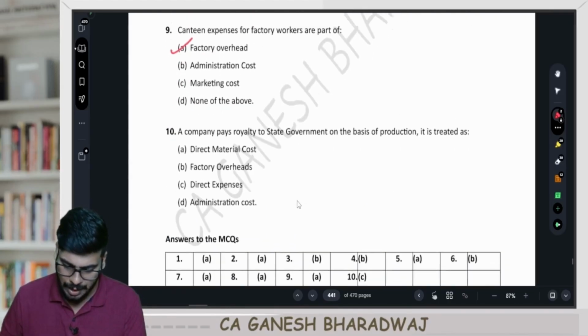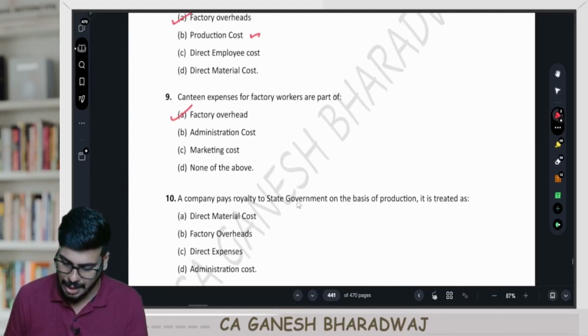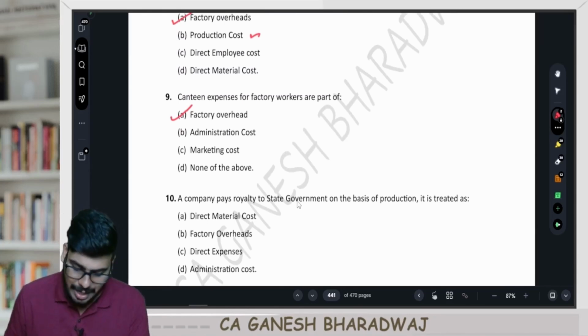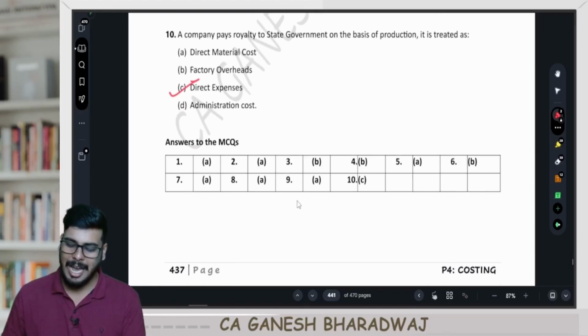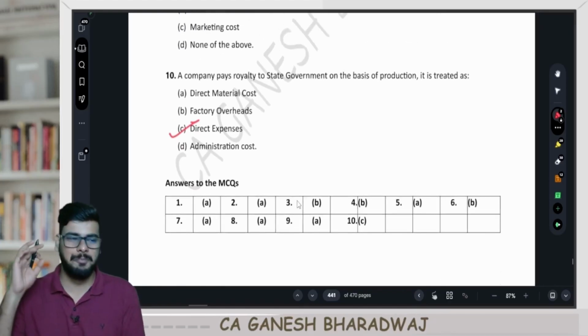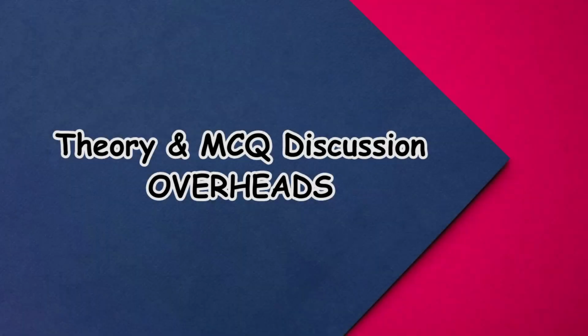Then last one. A company pays royalty to the state government on the basis of production. It is treated as, don't commit a mistake, royalty, you guys know, direct expense. And with this, we have finished one beautiful chapter, cost sheet.